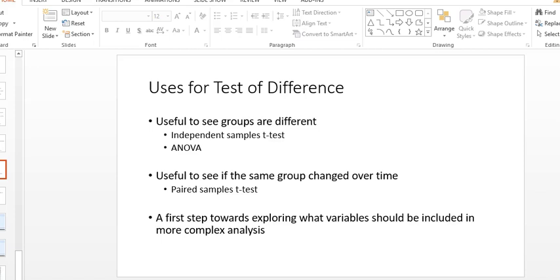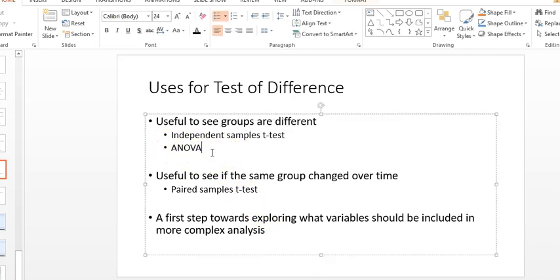So we have a bunch of different tests of difference. We are, in this video, going to focus on an independent samples t-test because we have two groups that I'm interested in. If I had 3 or more groups that I'd be interested in, then you would potentially run an ANOVA, and that's a different video.